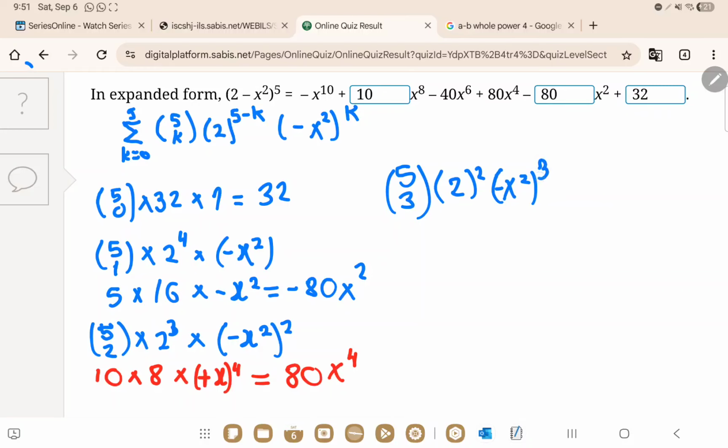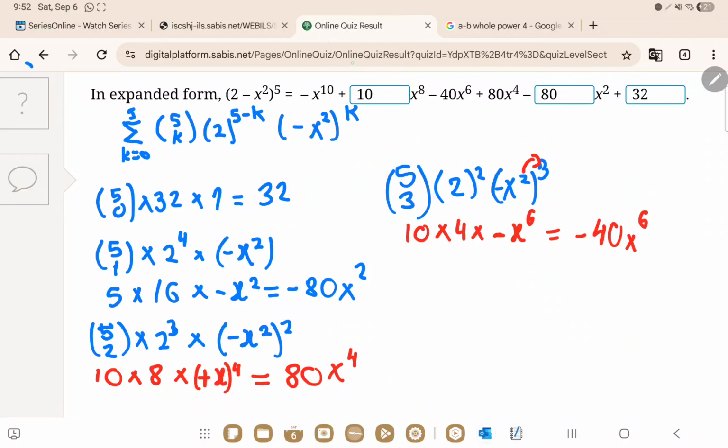So this is the next one. 5C3 would be again 10, times 4, times negative x to the power of 5. So it is x to the power of 6, my bad, because 2 times 3. I was like, something's wrong. So anyway, it equals minus 40x to the power of 6.